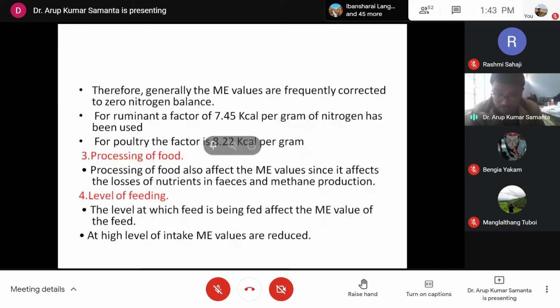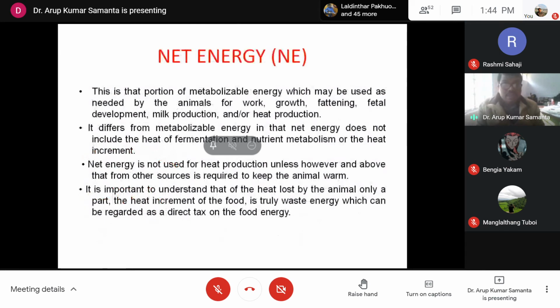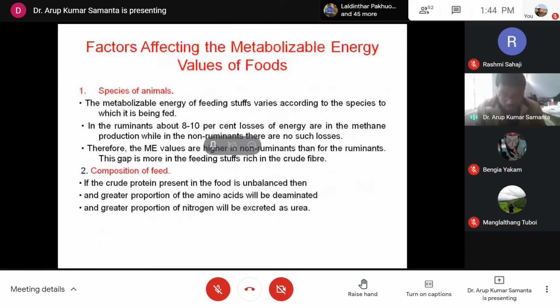The fourth factor is the level of feeding, how much you are offering. If you are offering a high quantity of feed which may not be digested by the animals, in that case you can assume the ME value is going to be less. Okay, so these are the four most important factors you have to keep in mind which can affect the ME value of the food: species of the animal, composition of the food, processing of the food, and level of feeding.